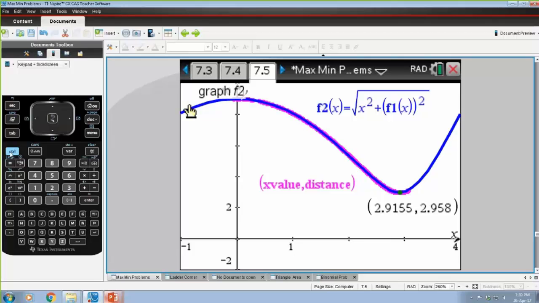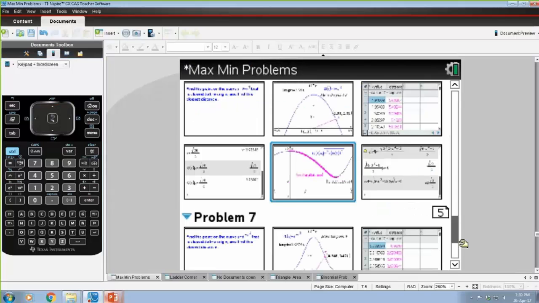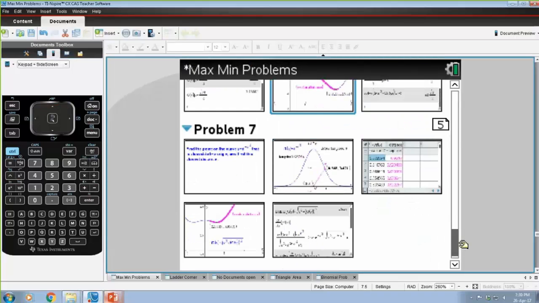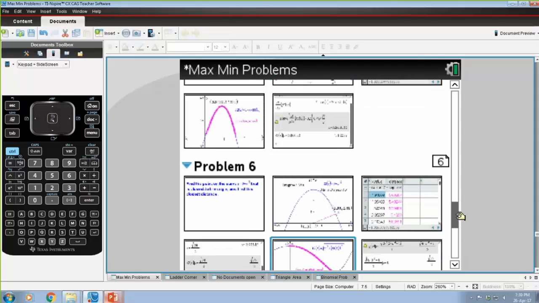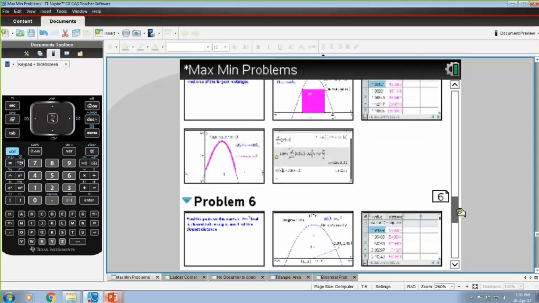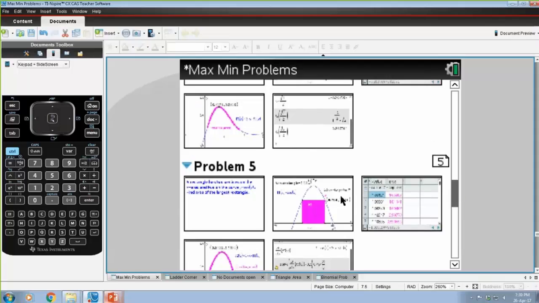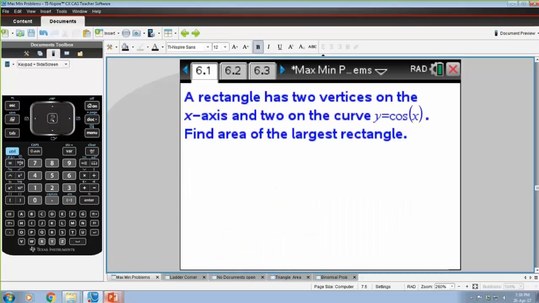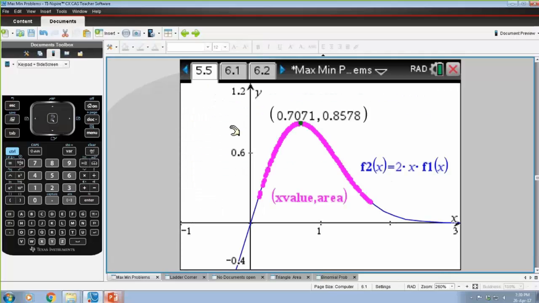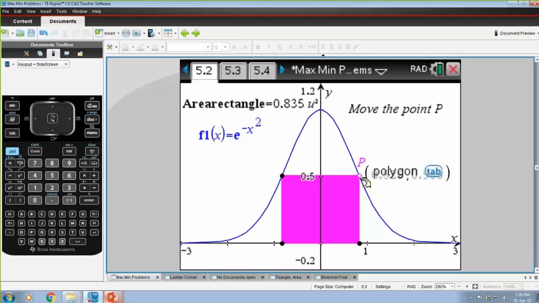We can try some generalizations of all those sort of problems, closest distance to points on curves, inserting rectangles inside other types of curves. You can even put it inside trig graphs, cos graphs, or we could even put it inside e to the minus x squared graphs and do the same sort of thing. So all these files are very, very nice.